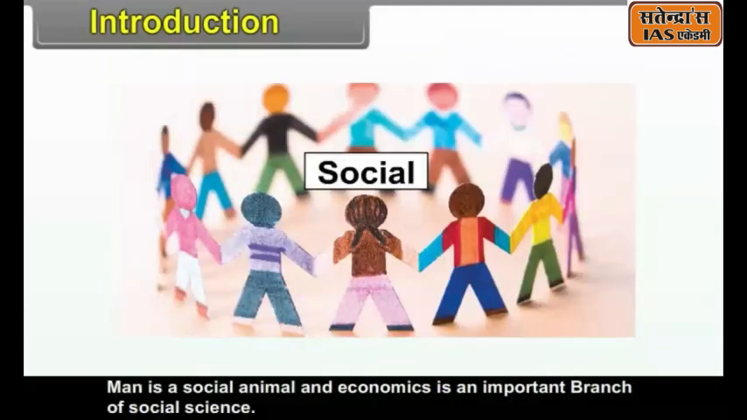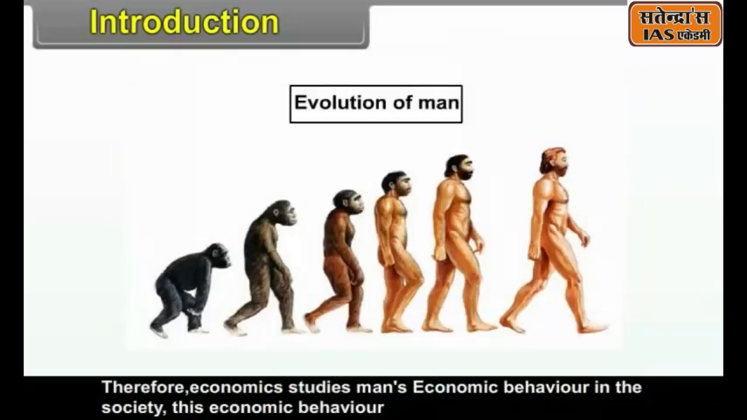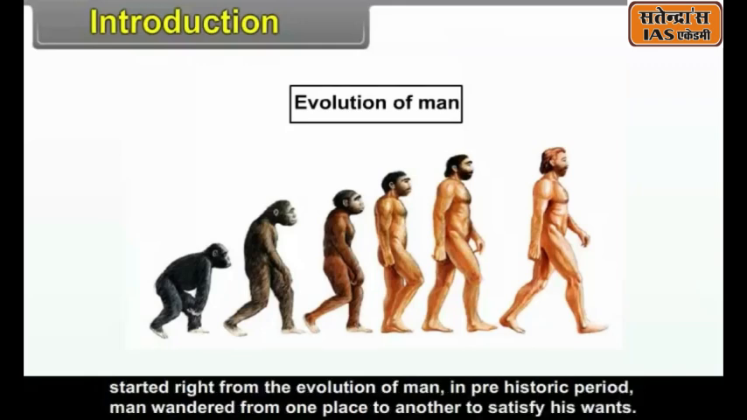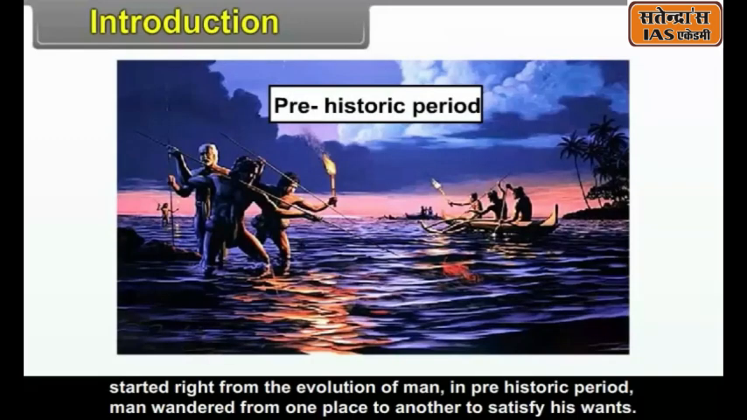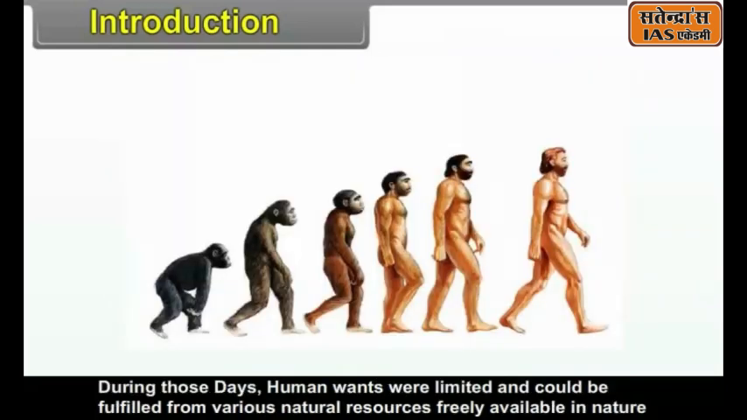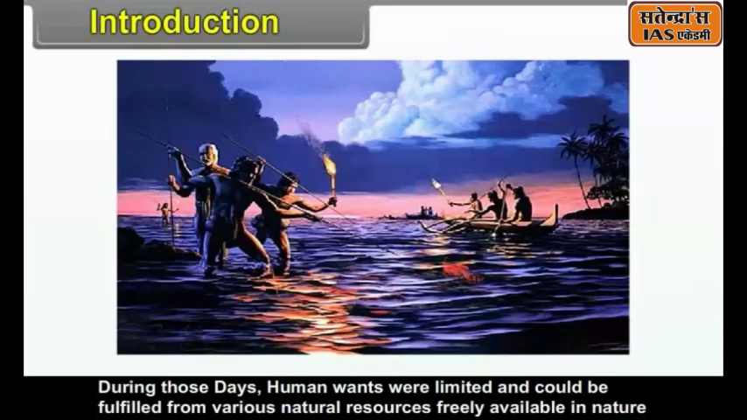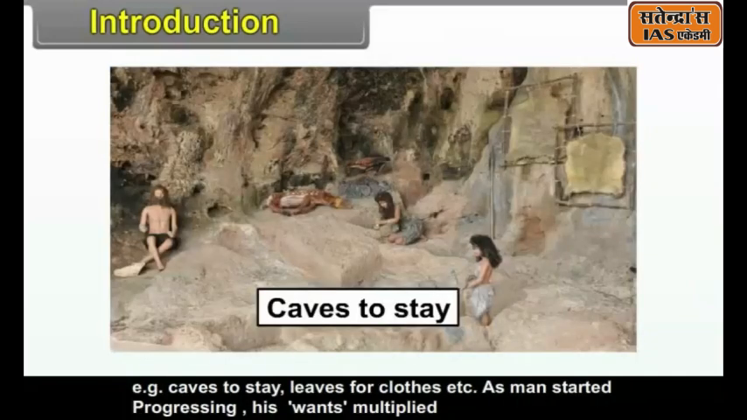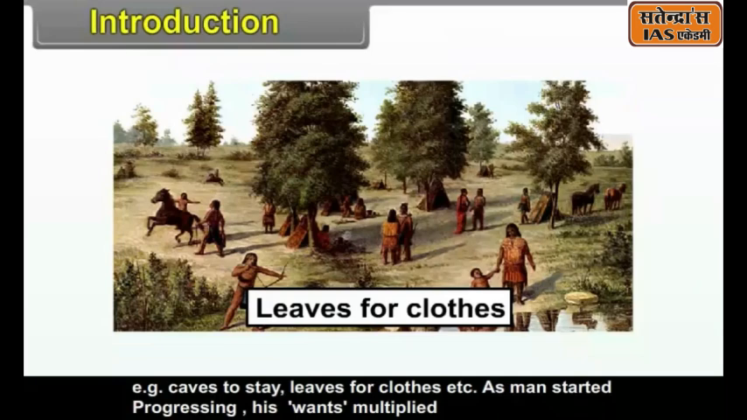Man is a social animal and economics is an important branch of social science. Therefore, economics studies man's economic behavior in the society. This economic behavior started right from the evolution of man. In the prehistoric period, man wandered from one place to another to satisfy his wants. During those days, human wants were limited and could be fulfilled from various natural resources freely available in nature. For example, caves to stay, leaves for clothes, etc.